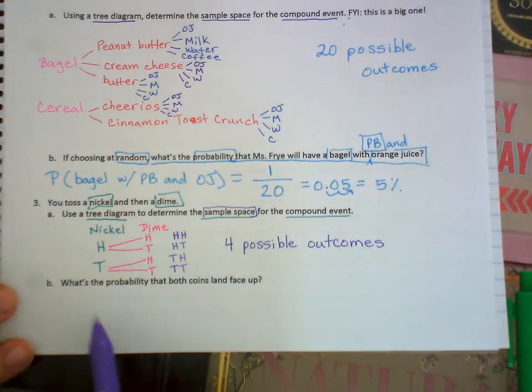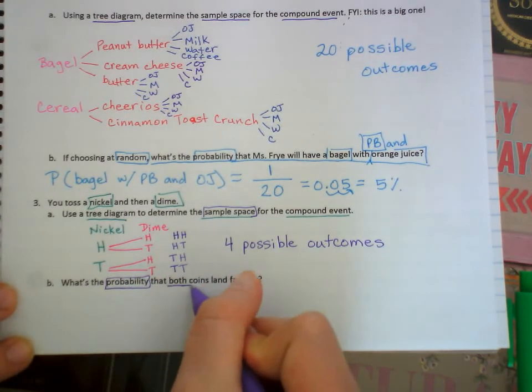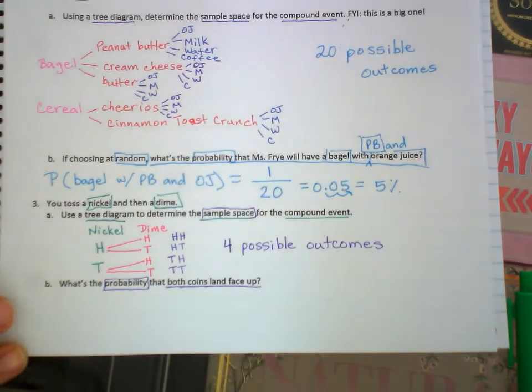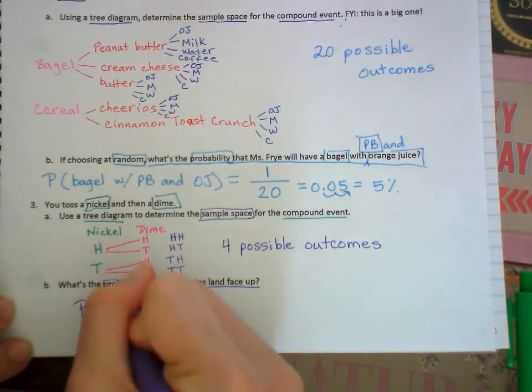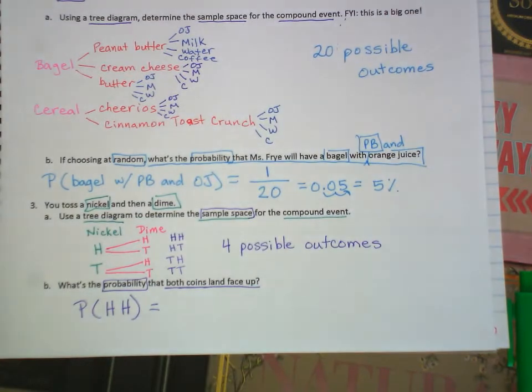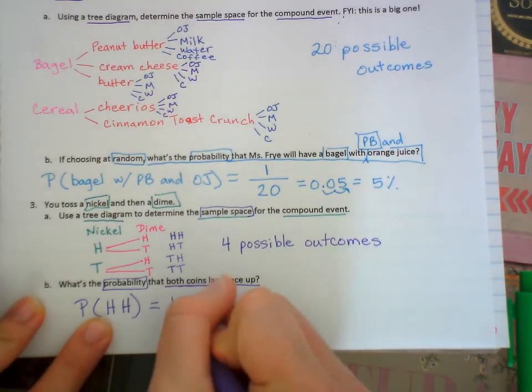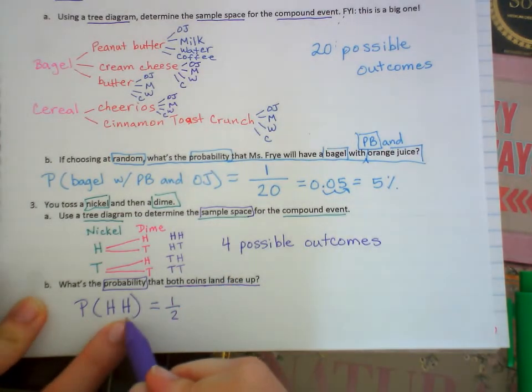All right, what's the probability that both coins land face up? So what's the probability that we get heads and then heads again? So make your prediction. What's the probability that we get heads and heads again? Okay, you might naturally think it's 50% because, well, you get heads half the time. But think about it. What's the probability that you get heads for the nickel?